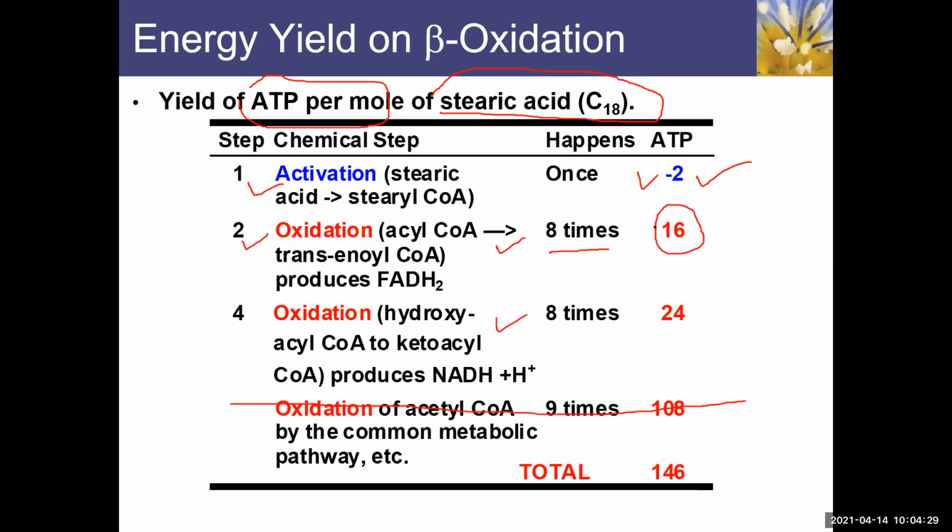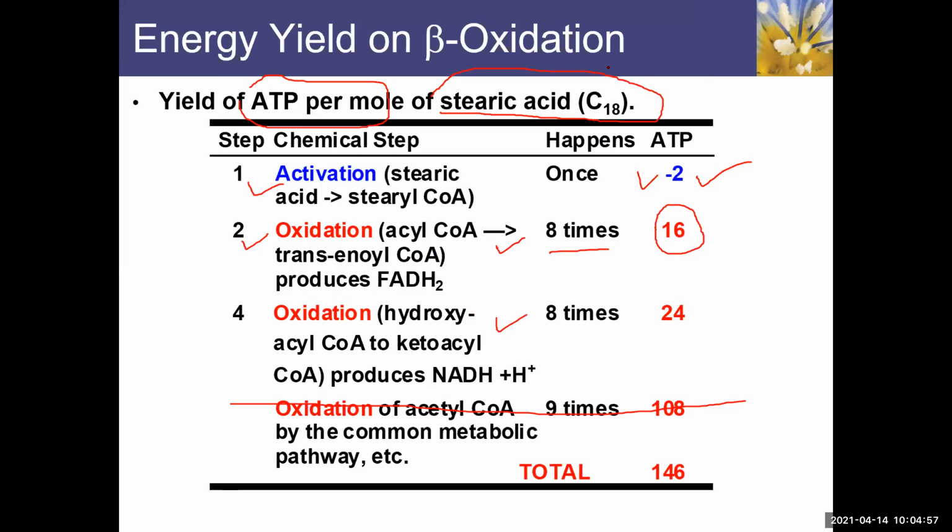The mistake which students made last year is, when a question like this was given, they thought, for example, for C18, oh, it produces 9 acetyl CoAs, that means 9 NADH. We will not give you the same carbon atom in the exams. We might change the carbon atom. I will repeat once again.